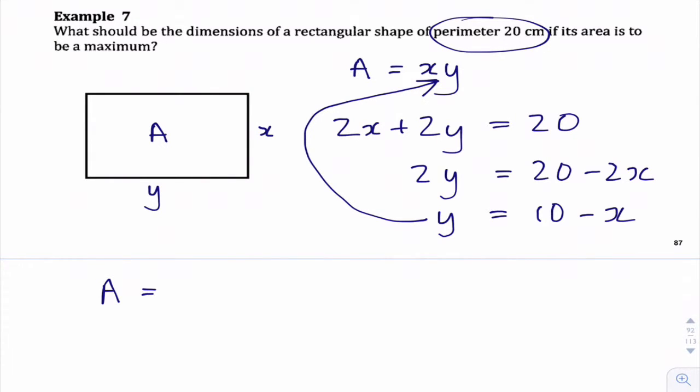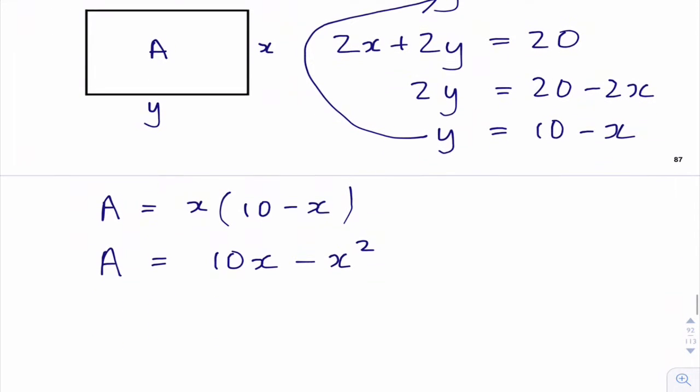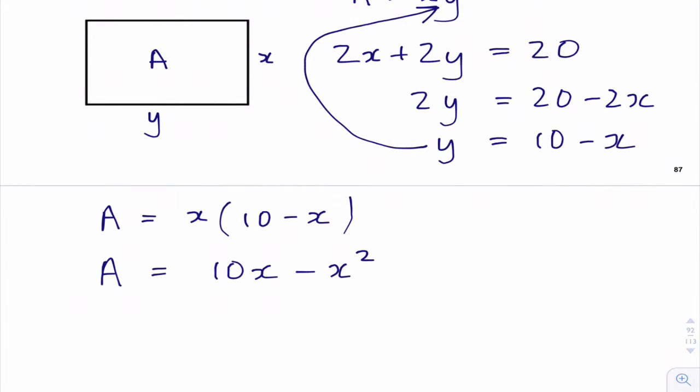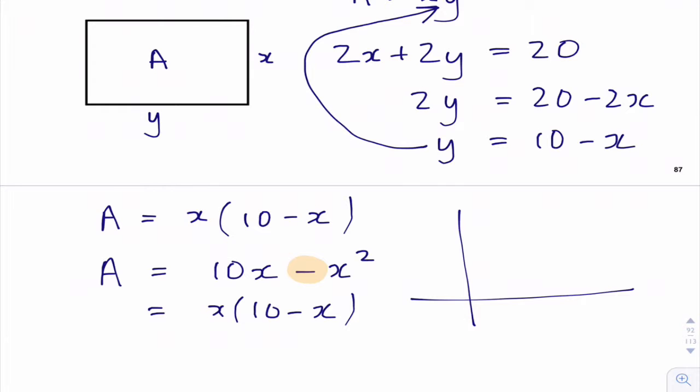So the area of the rectangle is x times y, and we know y is 10 minus x. Okay, so that gives us 10x minus x squared. So there's the area in terms of x. Now if we think about that graph, I could write it like this if I wanted to, x(10 minus x). So this is a quadratic graph. The negative means that we're upside down, or concave down if you like. Using it in factorized form like this, I can see that the x-intercepts are 0 and 10. So it's going to be doing something like this, upside down.